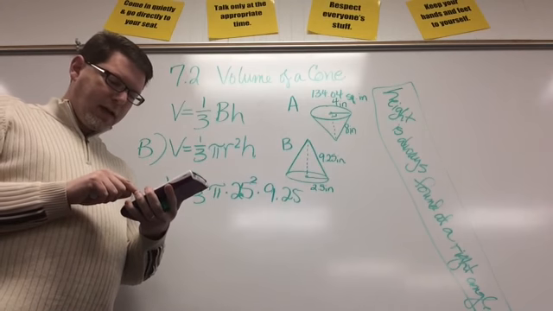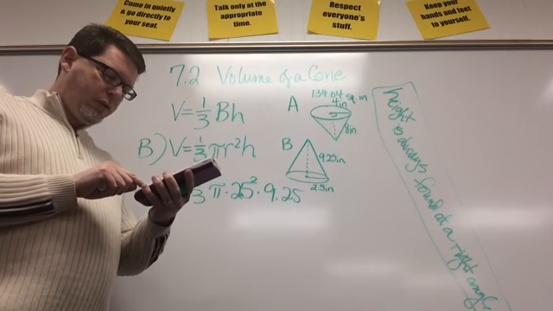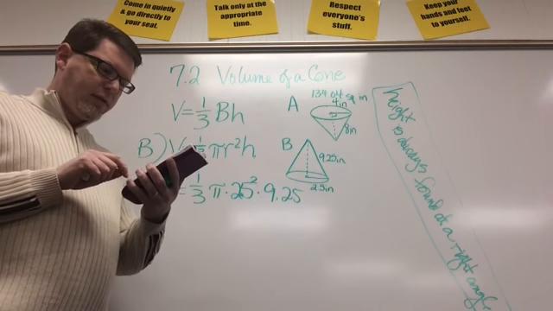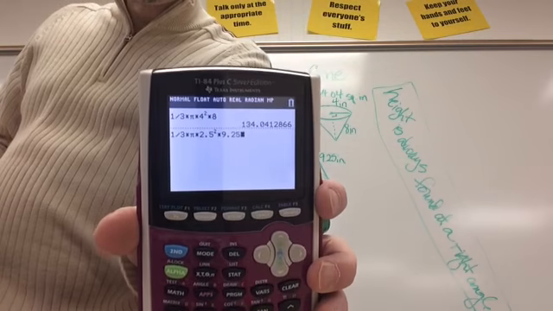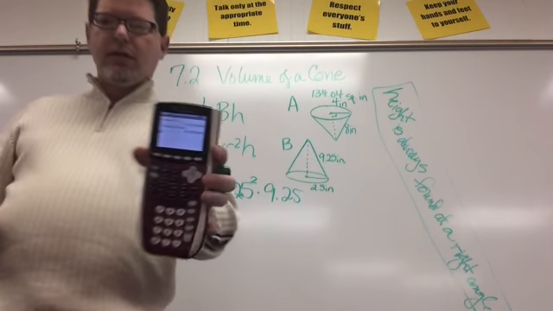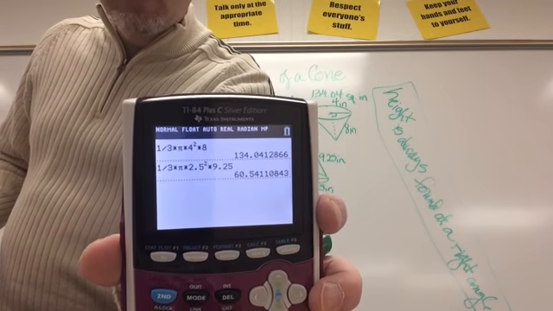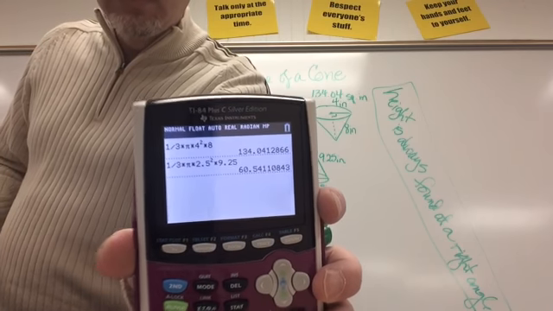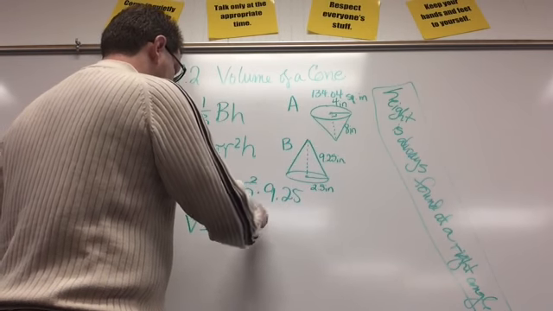1 divided by 3 times pi times 2.5 squared times 9.25. Just like that. Just in case you have that. Enter, and that's what I get. 60.54110843. And I'm going to round to the nearest hundredth, and so that answer is going to be volume equals 60.54.